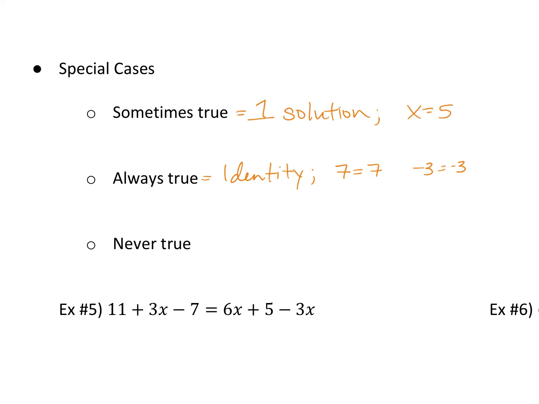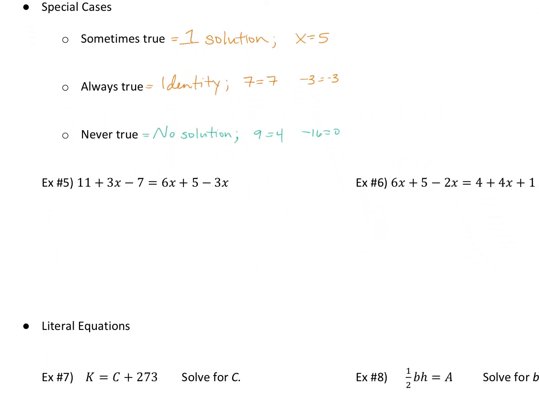When it's never true, we say that is no solution. And that will happen when your answer comes out to something like 9 equals 4, right? 9 is never equal to 4. So there will be no solution to that problem. Or negative 16 equals 0, right? No solution. Okay. So let's take a look at these next two and see if they are sometimes true, always true, or never true.